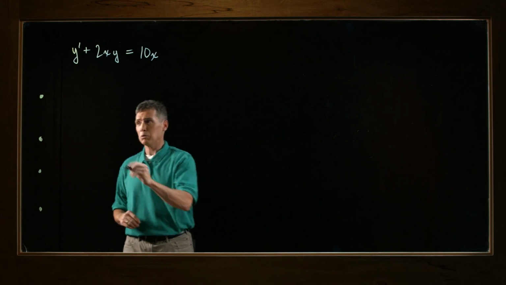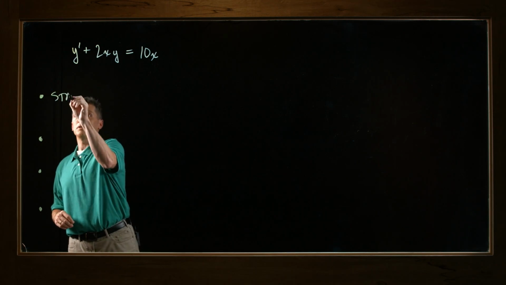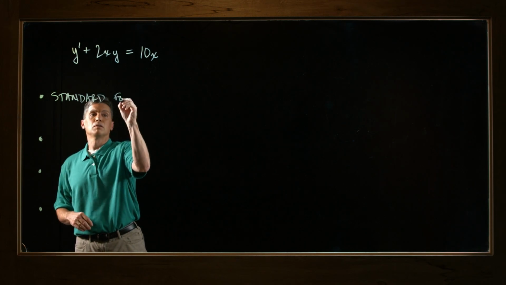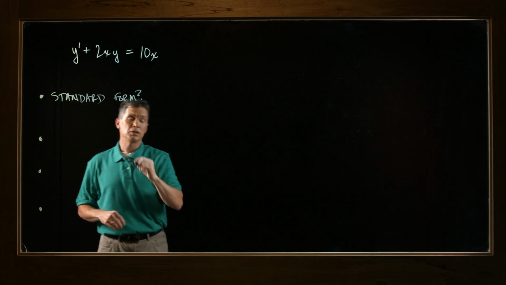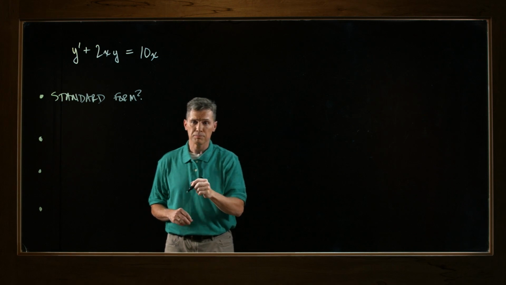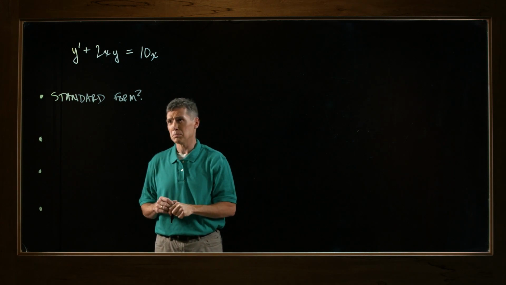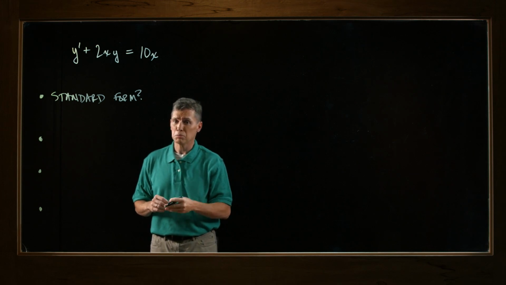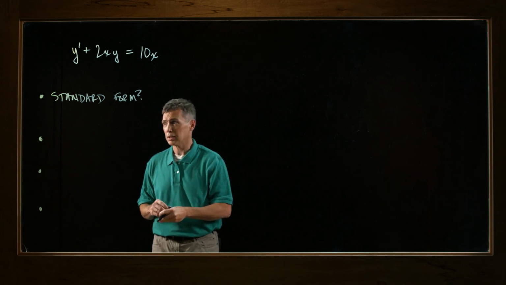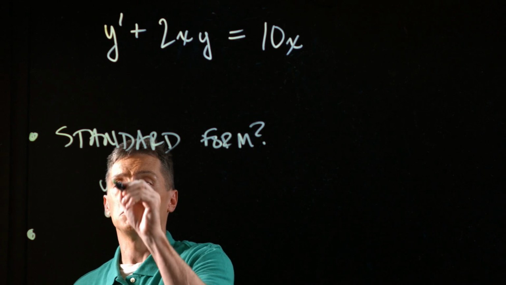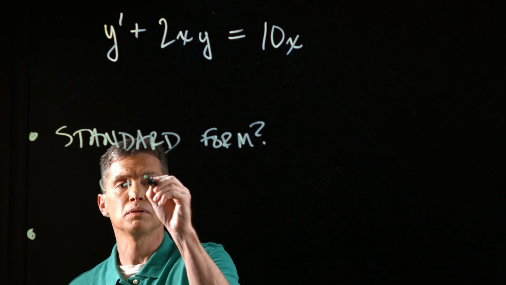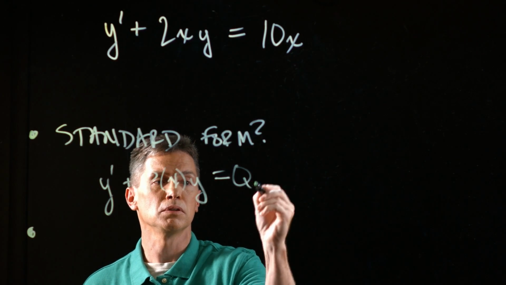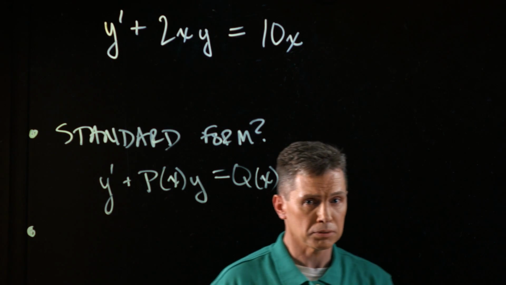The first thing I would want to look for is whether the original equation is in standard form. If it's not, I'd have to get it into standard form. So I'm asking myself if that's in standard form. Of course, you'd have to remember what standard form looks like. Standard form would be y prime plus p of x, y equals q of x.